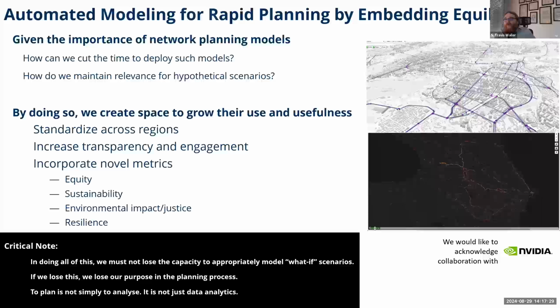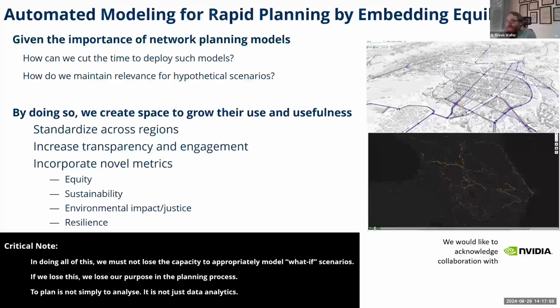So given the importance of network modeling, we want to cut the time to deploy the models. We want to evaluate them, develop them very quickly. And in doing so, we might be able to standardize them across regions, increasing transparency and engagement. And that opens the possibility of incorporating new metrics on equity, sustainability, environmental impact, justice, and resilience, because we're standardizing and automating the process of the model creation.